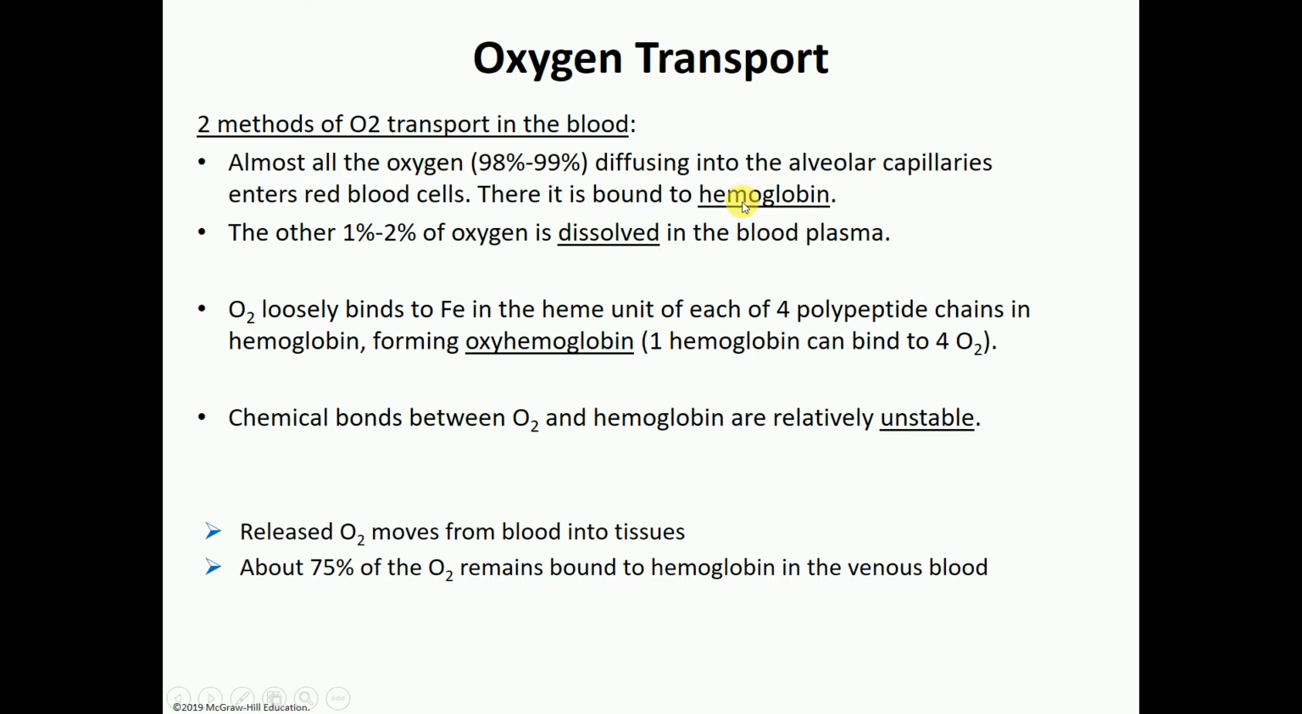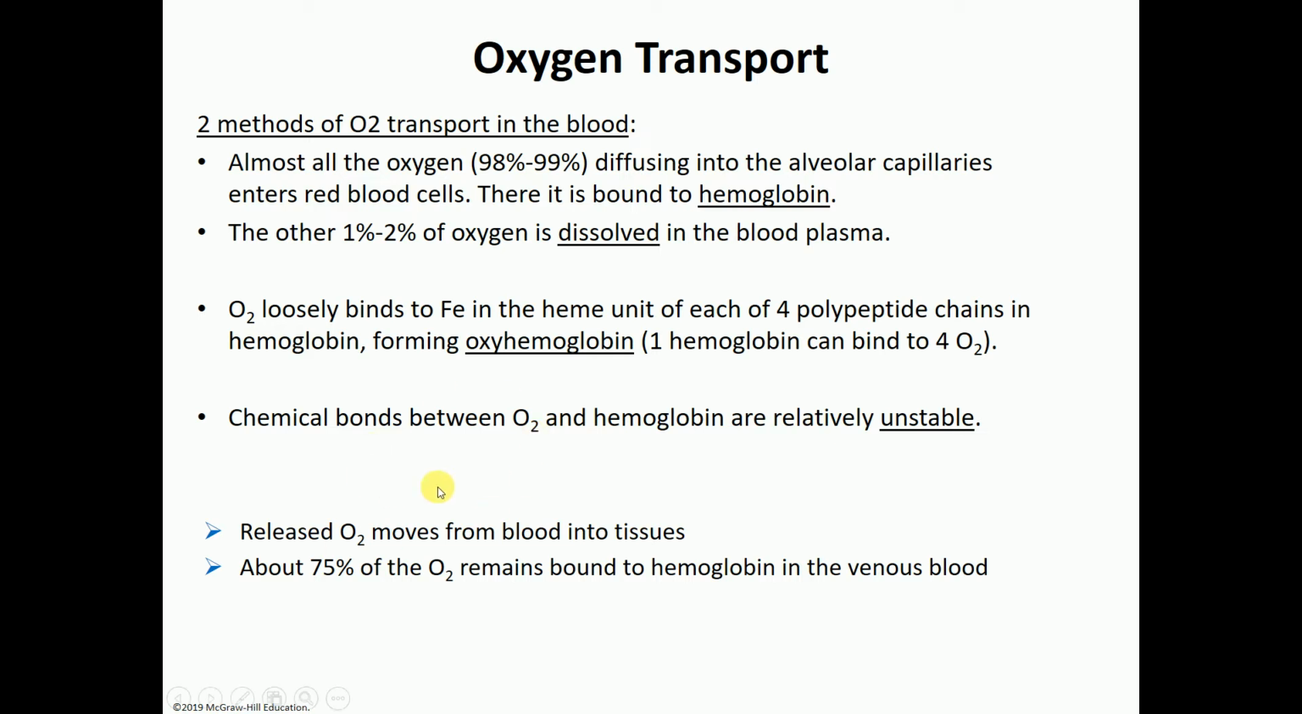Each hemoglobin molecule has the ability to carry 4 oxygen molecules. These oxygen molecules bind very loosely to iron that is found in hemoglobin, and these bonds between the oxygen and hemoglobin are very unstable. As soon as it reaches a part of the body that needs oxygen, that bond will break and oxygen will be released.